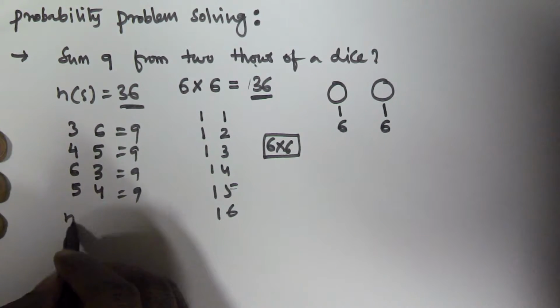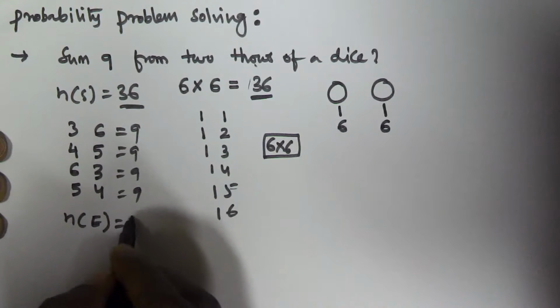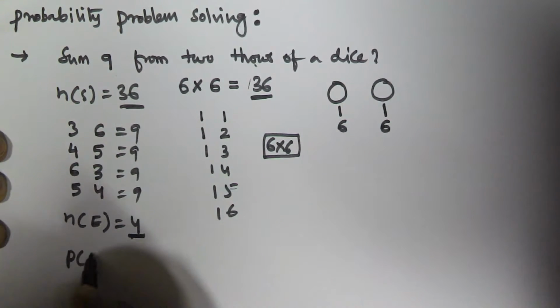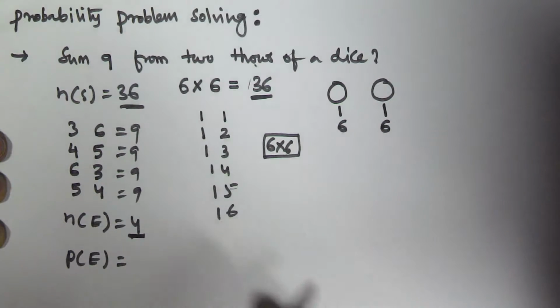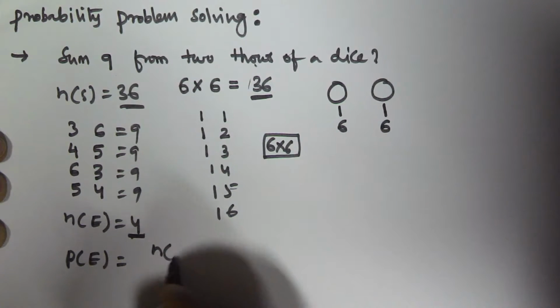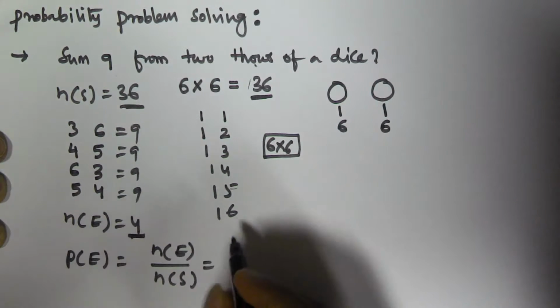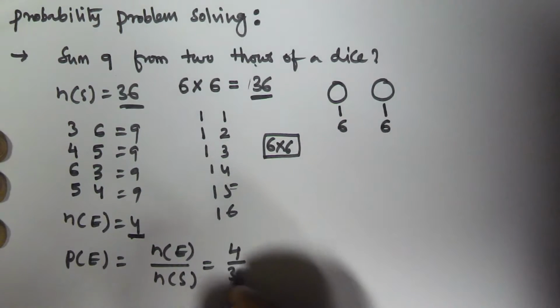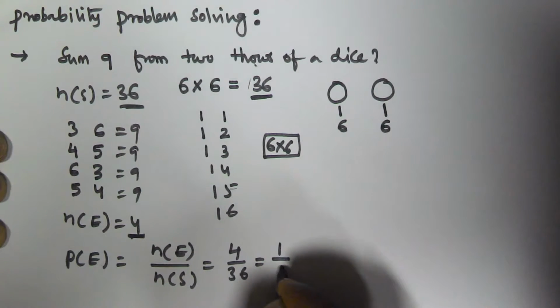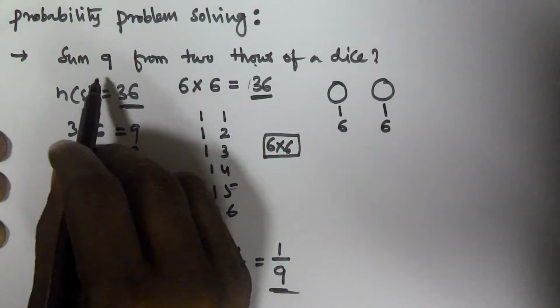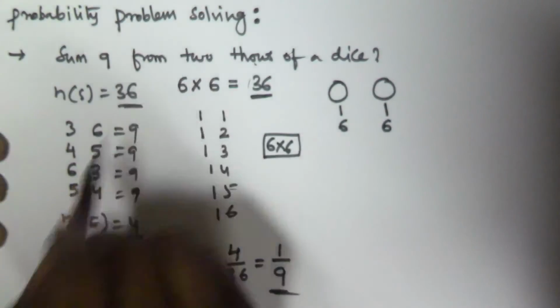So this is our n of e, and n of e is 4, but n of s is 36. The probability of e is n of e by n of s, that is 4 by 36, which is going to be 1 by 9. For example, you can try to find the sum of 10 from two throws of a die.